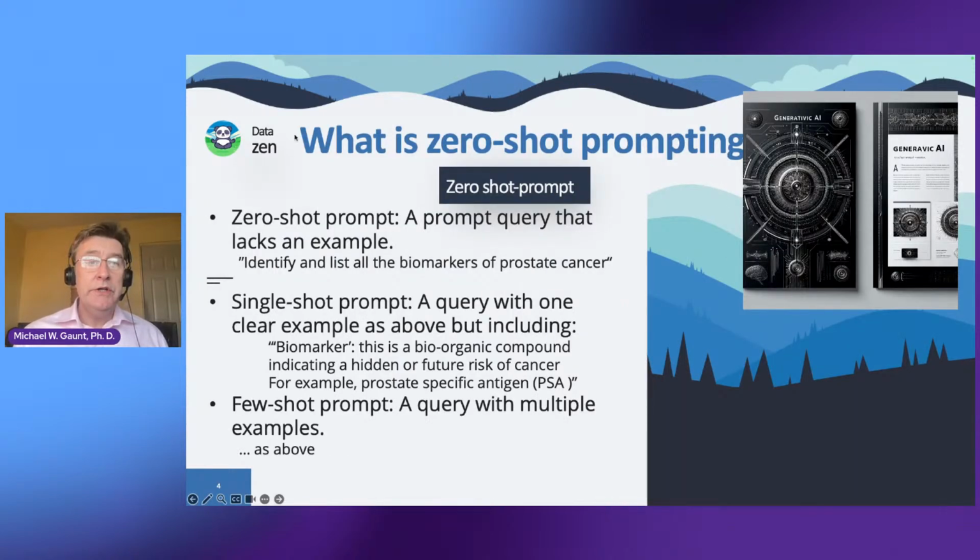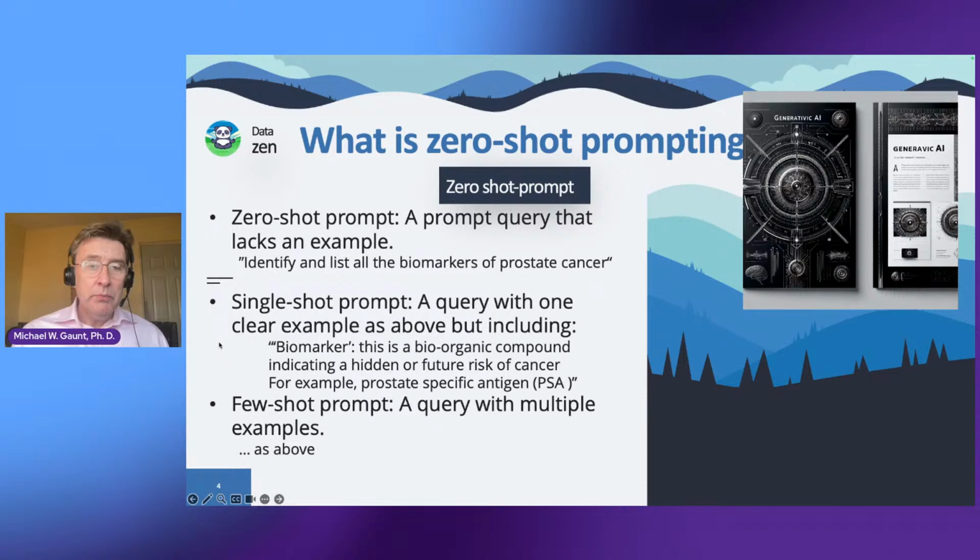Before we go on, we just need to briefly explain what zero-shot prompting is. A zero-shot prompt is a prompt query for Gen AI, such as ChatGPT. In this example, we'll be using the model 4o Omni. This is a prompt that lacks any context or examples. So here we have an example: identify and list all the biomarkers of prostate cancer. We'll be looking at that later on in the talk.